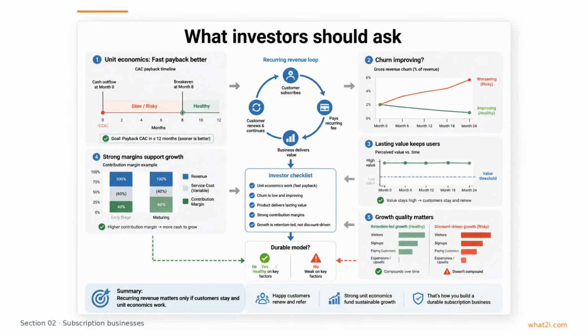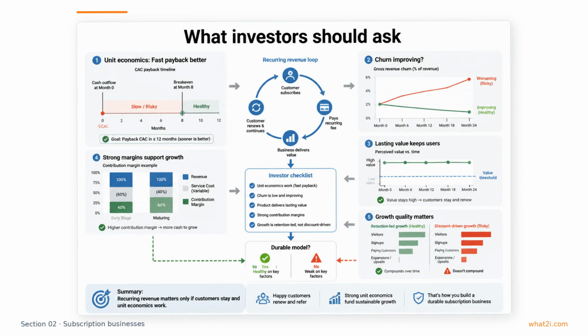For investors, recurring revenue only deserves a premium when the underlying customer economics are sound. A good first question is how quickly CAC pays back, because long recovery periods make growth riskier. It also helps to ask whether churn is improving, stable, or worsening over time, since retention determines whether future renewals are valuable. The product itself has to create lasting value, not just generate trial signups through promotions. Margins matter as well, because strong retention is less useful if serving the customer remains expensive. Finally, investors should separate retention-led growth from discount-driven growth, since the second may look impressive while actually weakening long-term returns.